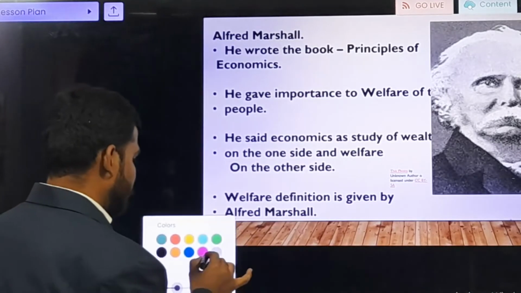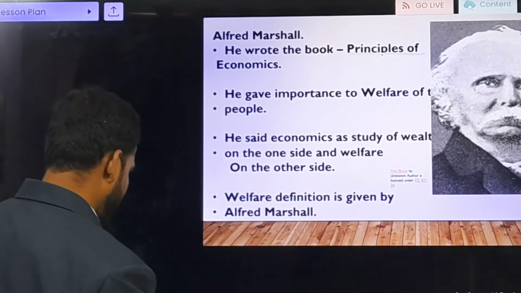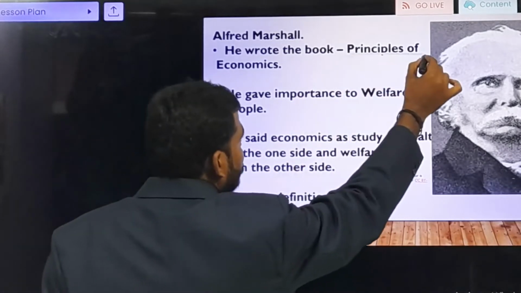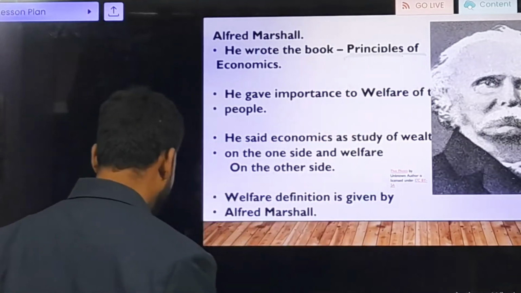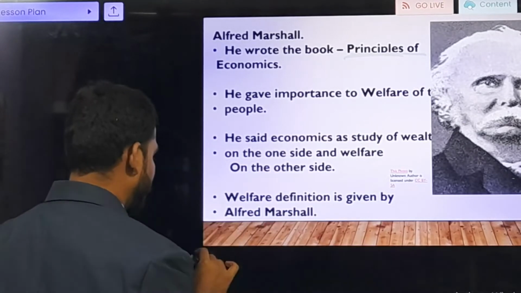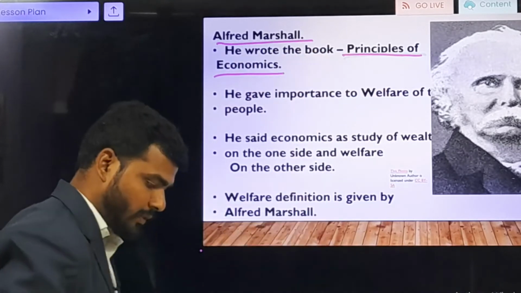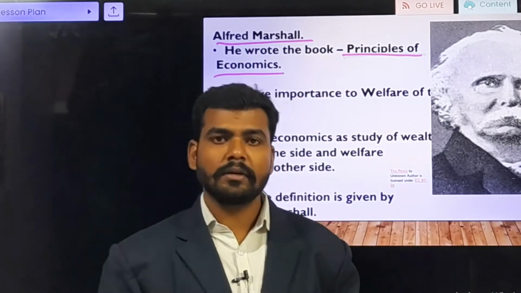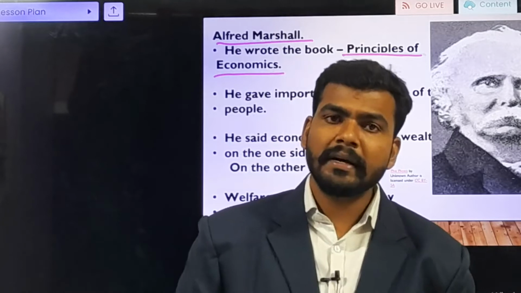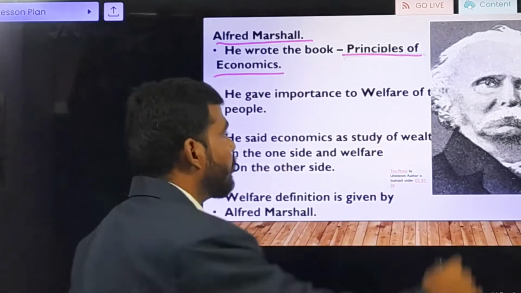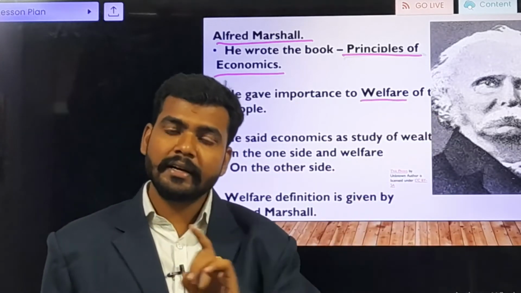Who wrote Principles of Economics? Alfred Marshall. Until now we have studied about Adam Smith. Adam Smith gave importance to money, to wealth. But Alfred Marshall gave importance to welfare. He criticized Adam Smith.